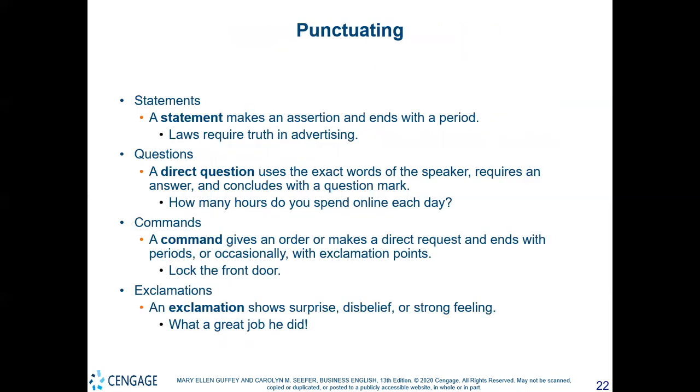Punctuating statements. A statement makes an assertion and ends with a period. Laws require truth in advertising. Questions. A direct question uses the exact words of the speaker, requires an answer, and concludes with a question mark. How many hours do you spend online each day? Commands. A command gives an order or makes a direct request and ends with a period or occasionally with an exclamation mark. Lock the front door.